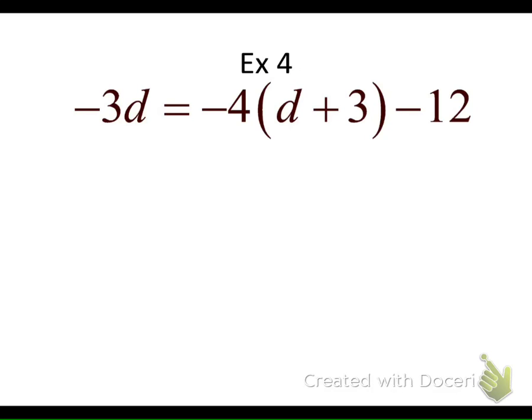A little bit slower, so example number 4. If we go slower, then that means we have to do more notes tomorrow. No, you don't. We have 6 examples to get through, so if we don't get through them today, we do them tomorrow. So we have negative 3D equals negative 4 times D plus 3 minus 12.